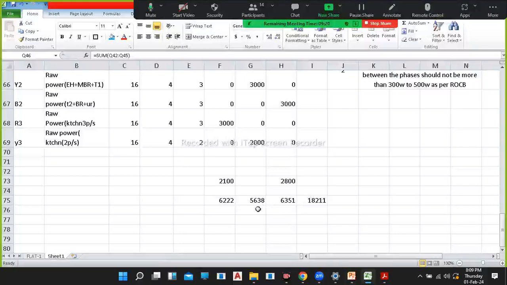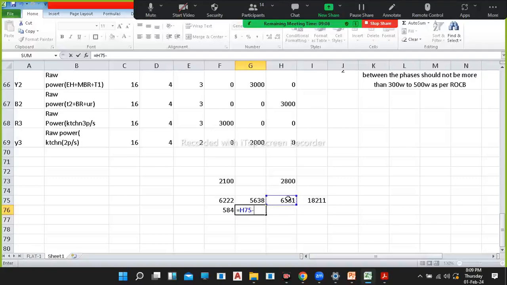Okay, why? Because now I'm just cross checking. R2Y is this minus this. Then again Y2B is this minus this one. Then again B2R is this minus this one. The difference is more. Am I right or not? Yes, sir.